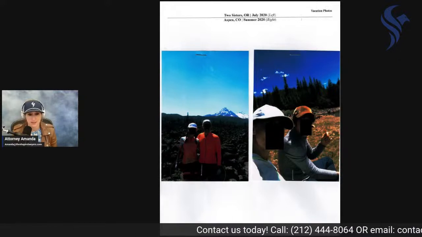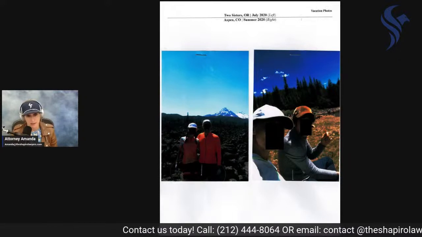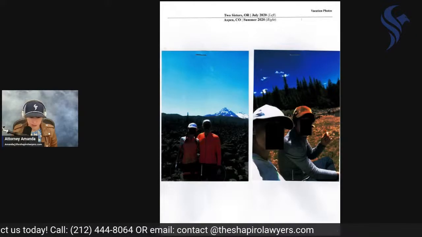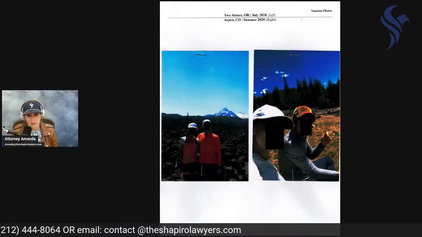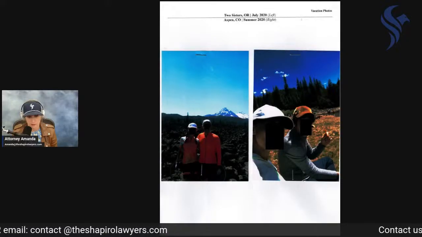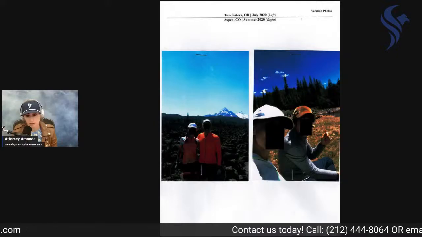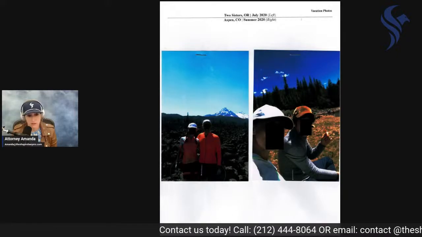So we know they definitely went outside the city, but this is Oregon on the left, and on the right is Colorado. And you can see that, yes, they're both in the summer of 2020. We couldn't remember the exact month here. Not a big deal. We just call it summer 2020, July 2020.